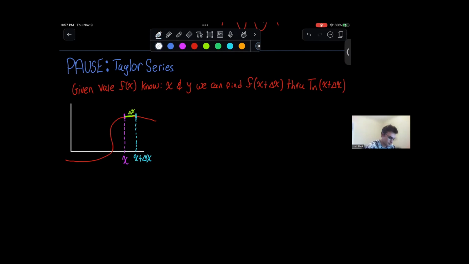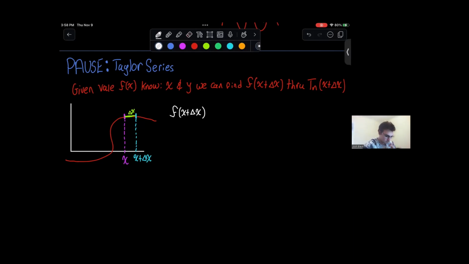If we ever say x centered at any number, the centered at is just telling you what x is going to be. So x centered at pi just looks like this. Or x centered at 2 would look like that.